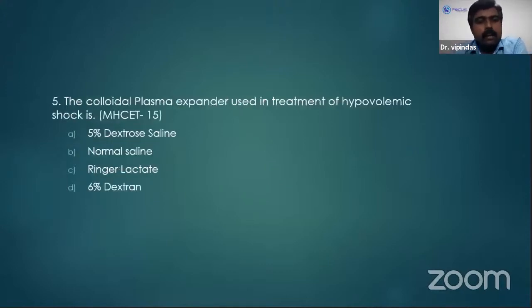And the colloidal plasma expander used in the treatment of hypovolemic shock. What is the answer?